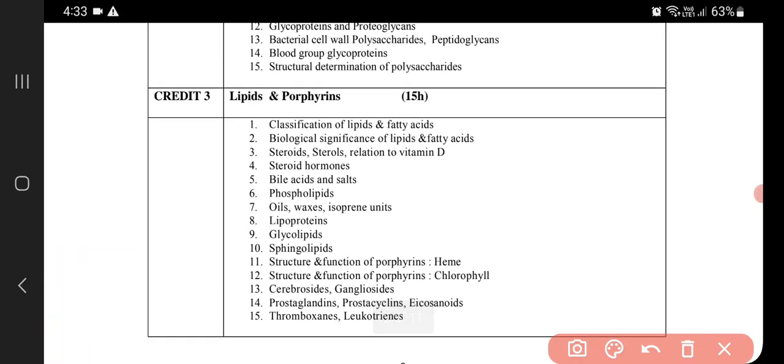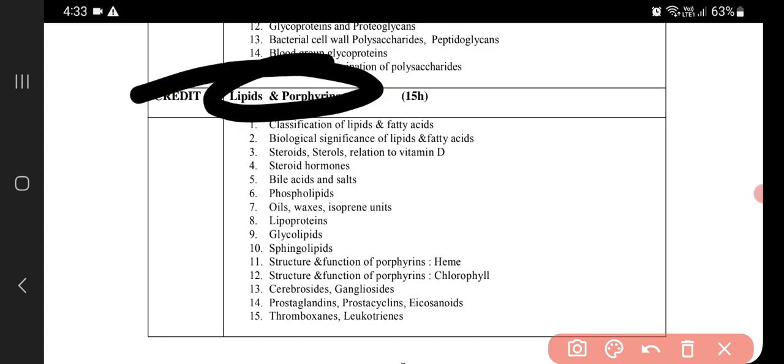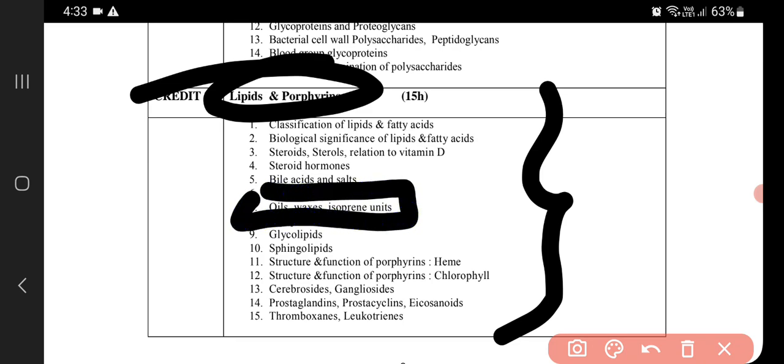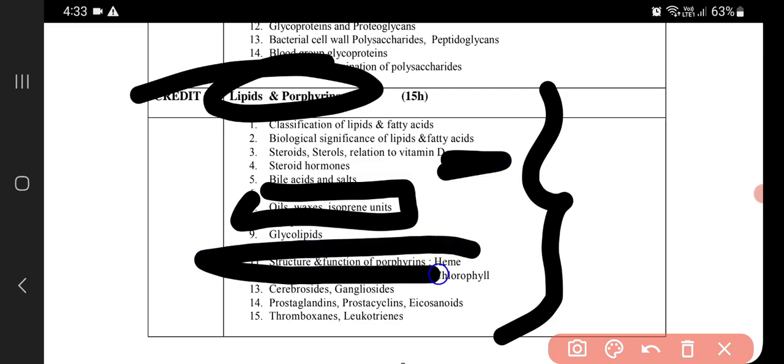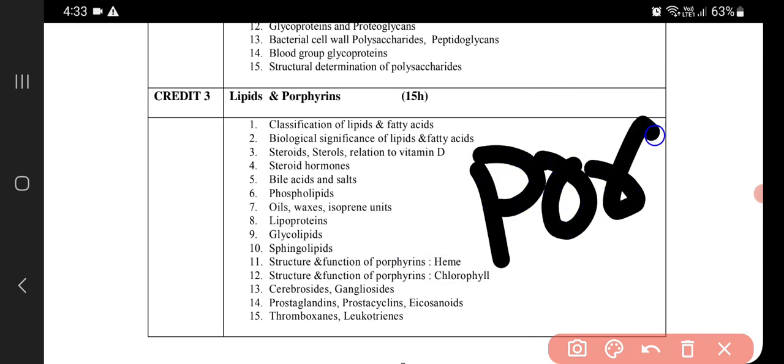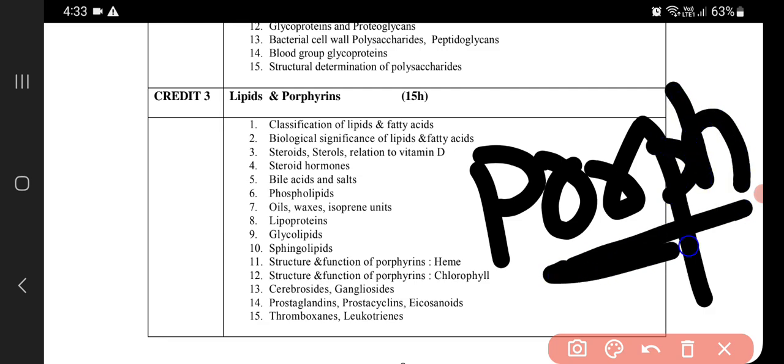In lipids and porphyrins you can find all these topics in U Satyanarayana, but the one thing is oils and waxes, the isoprene unit, the 7th one, is not completely given. It is very short, so I'll give you a long form, how to write in a long format. About the steroid and the relation of vitamin D, it is there in U Satyanarayana. And the structure and function of porphyrin and heme, it is there in I guess the 9th or 19th chapter, where the porphyrin unit is there in U Satyanarayana. In that you can find this.